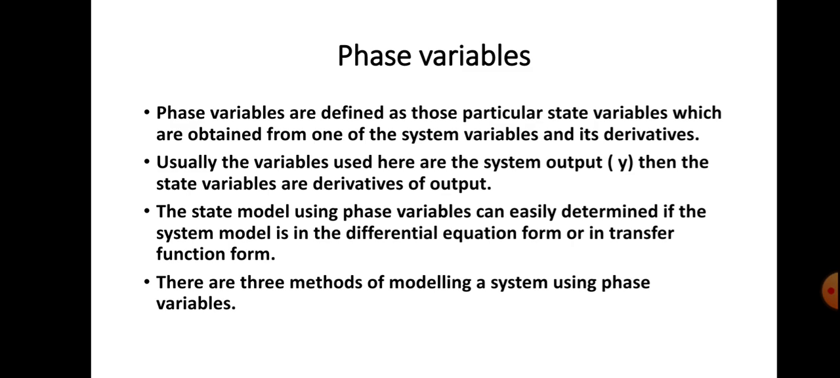The state model using phase variables is easily determined if the system model is in differential equation form or in transfer function form. In most cases we will be given differential equations or transfer functions. If we are given such equations, we will get the state model easily by using phase variables. There are different methods for getting the state model using phase variables, and we will discuss each one. There are methods 1, 2 and 3. Here we will first discuss method 1.